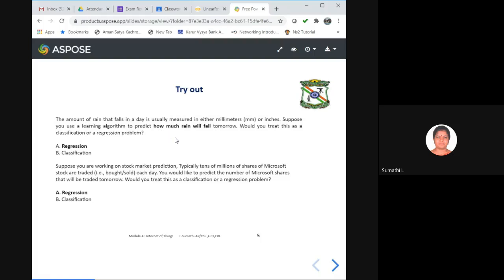If my question is whether there will be rain or not, then that comes under a classification problem. For example, I write a learning algorithm that tries to classify my mails as spam and not spam. That is your classification problem. You have yes or no.